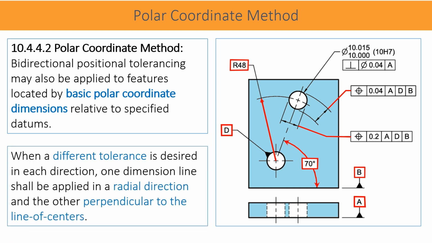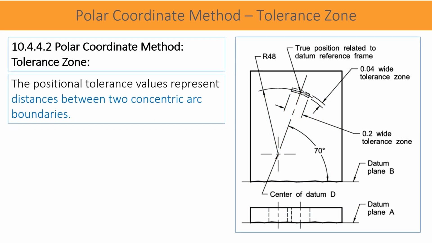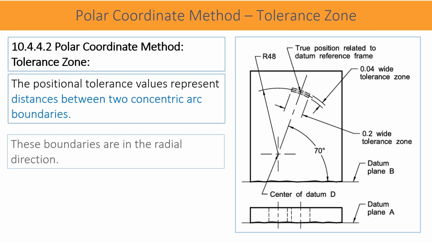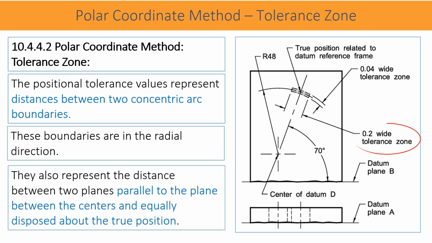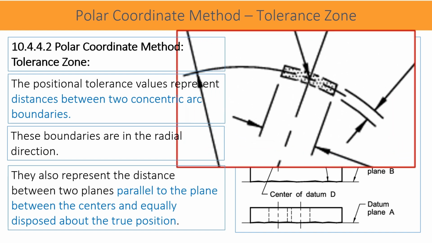One dimension line shall be applied in a radial direction and the other perpendicular to the line passing through the centers of the features. The positional tolerance values represent the distance between two concentric arc boundaries. These boundaries are in the radial direction. They also represent the distance between two planes parallel to the plane between the centers. The planes are equally spaced around the true position.